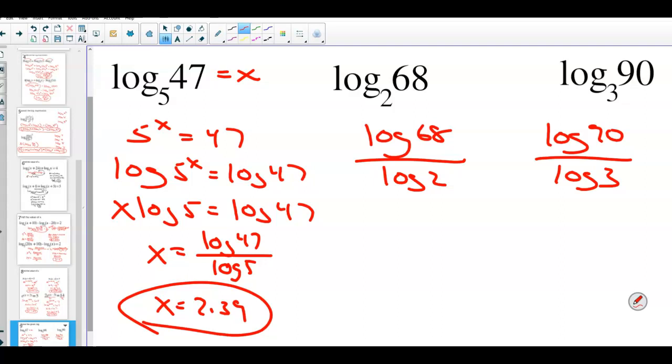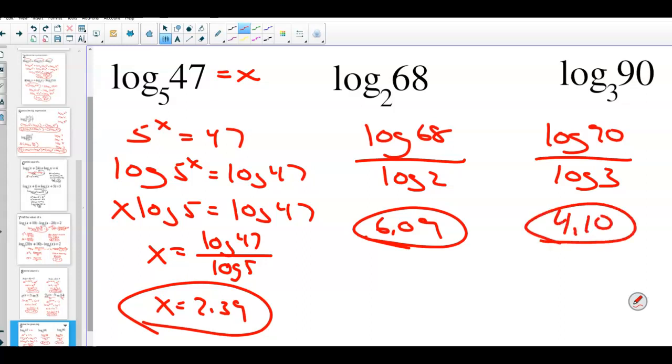2 to the 6 is 64. And it is. This log is 6.09. This should be 4 point something because 3 to the 4th is 81. So log of 90 divided by log of 3, we get 4.10. Those are my answers.